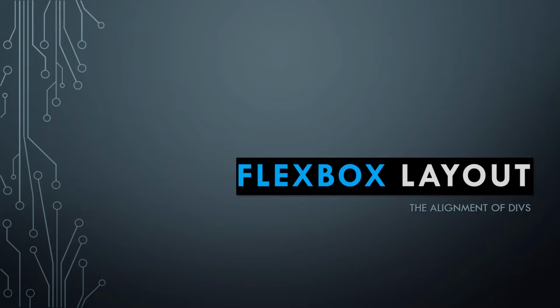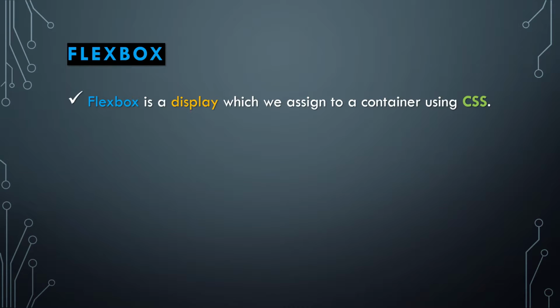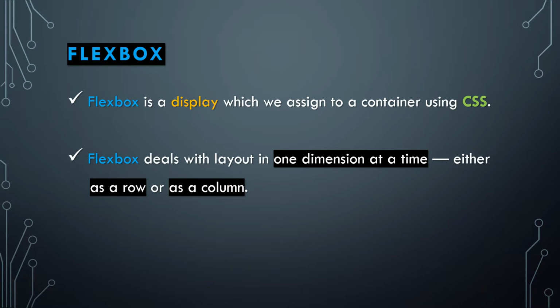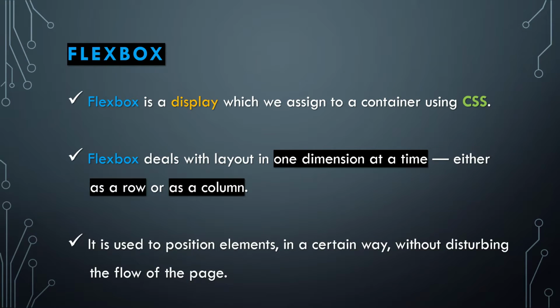So Flexbox is a type of layout. There are some other layouts like CSS grid which you can use to design your website. It is a display which we can assign using CSS. So simple enough. It deals with layout one dimension at a time. So you can use Flexbox items as a row or in a column. It is used to position elements in a certain way without disturbing the whole flow of the page. This is the most important point, that it does not disturb the flow of the page but still aligns the elements in a certain way which makes things easier for you.